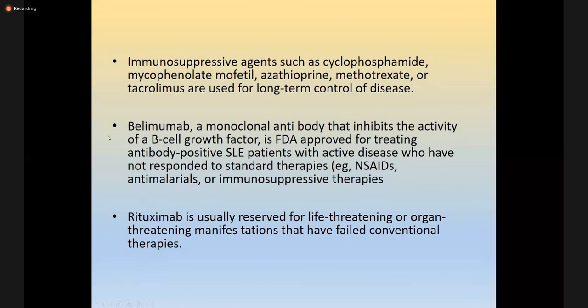A new drug, belimumab, is actually a monoclonal antibody. Monoclonal antibodies are antibody preparations which are currently being used very efficiently in various diseases, including autoimmune diseases and even some cancers. It inhibits the activity of B cell growth factors responsible for producing antibodies, for treating antibody-positive SLE patients with active disease who have not responded to the standard therapies. The standard therapies are NSAIDs for pain, antimalarial hydroxychloroquine, or immunosuppressive therapy, as we have discussed already.